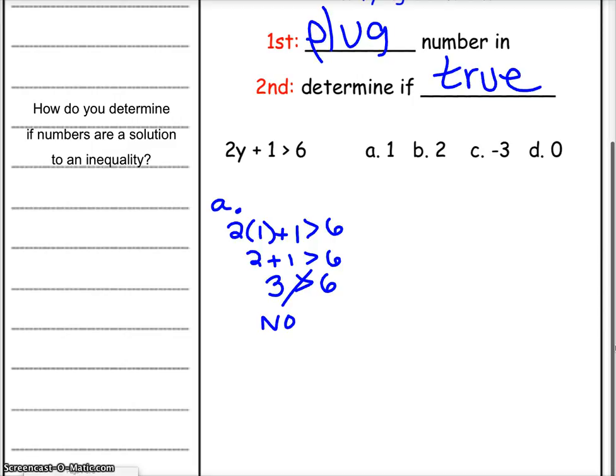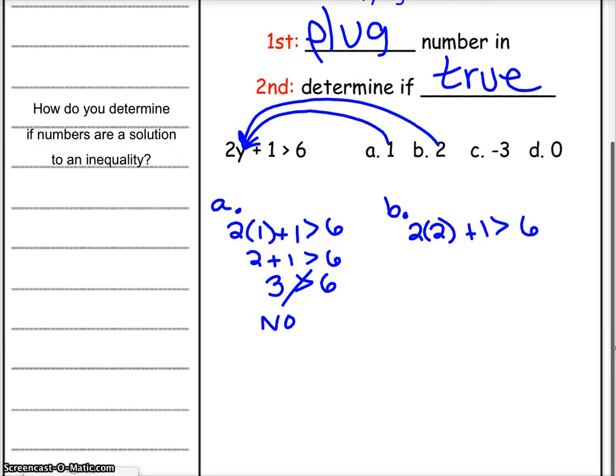So what I did is I put this in there. Now I'm doing that for the next number. See, look at how many different things I have to do. So now I'm going to put the 2 in here. Does 2 times 2 plus 1 bigger than 6? Is 4 plus 1 bigger than 6? It's 5. Is 5 bigger than 6? No, let's not give people the wrong idea. 5 is less than 6, so no, it's not a solution.